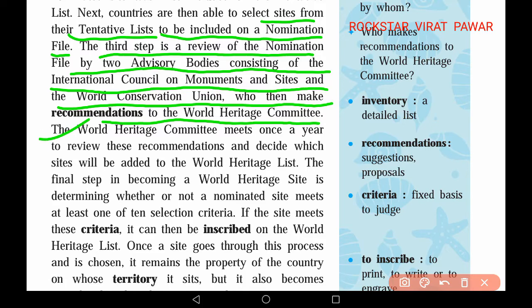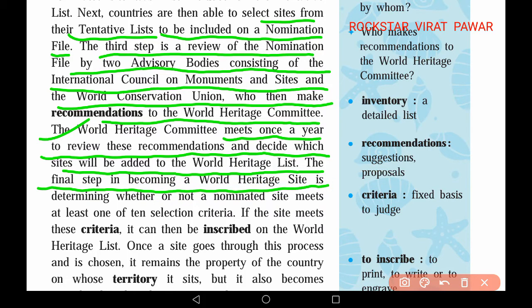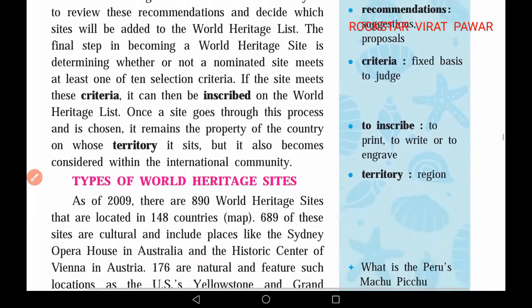The World Heritage Committee meets once a year to review these recommendations and decide which sites will be added to the World Heritage List. The final step in becoming a World Heritage Site is determining whether the nominated site meets at least one of 10 selection criteria. If the site meets these criteria, it can be inscribed on the World Heritage List.